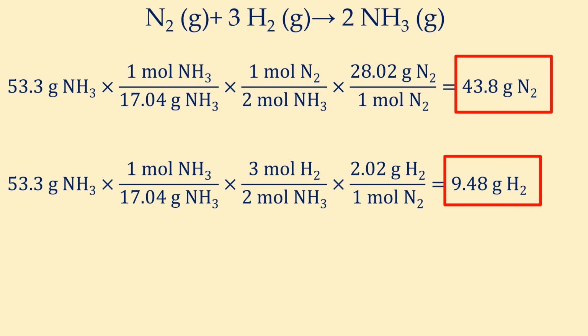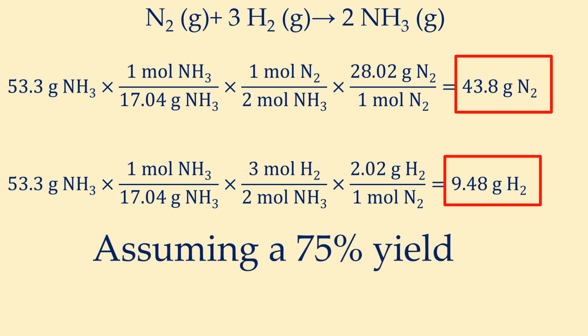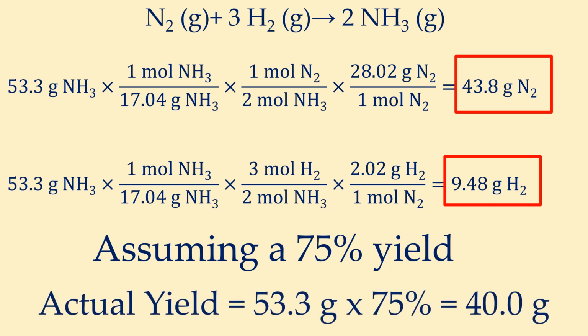Here, I start with 53.3 grams of ammonia and convert to the mass of nitrogen and hydrogen. I find that 43.8 grams of nitrogen and 9.48 grams of hydrogen are required to yield 53.3 grams of ammonia. Assuming a 75% yield, my actual yield will then be 40.0 grams.